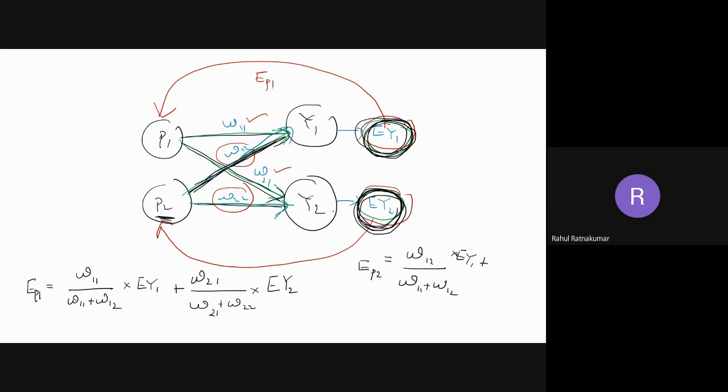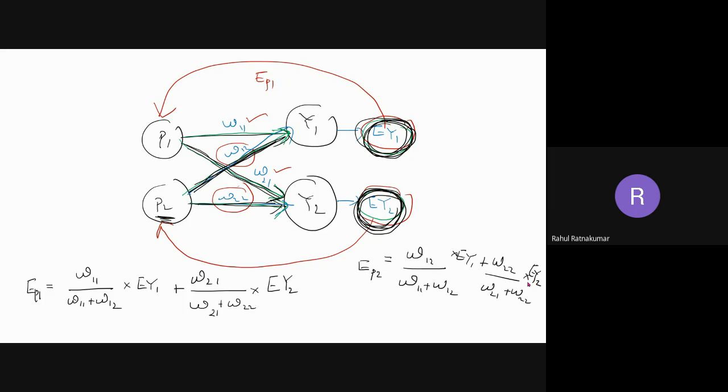That is also caused by this W22 as well as W21. This two error. Okay, so I should write W22 divided by W21 plus W22 into EY2. Okay, so I'll give you the link. You don't need to write. I will give you the link for this notes from the web page.